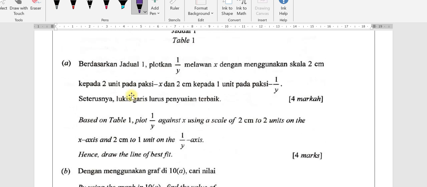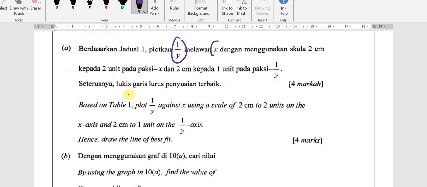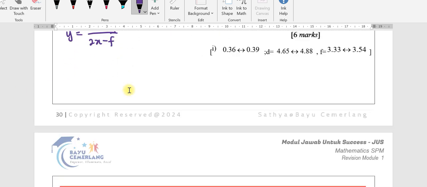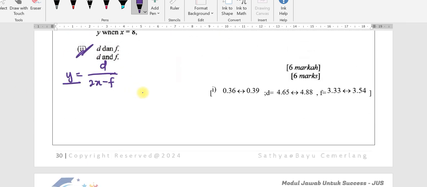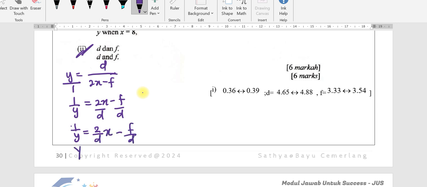Now here, they want the graph of 1 over y against x, so your y must be 1 over y. We have to invert it. This one is y over 1, inverted it becomes 1 over y equals 2x minus f over d. You can see, right? 1 over y equals 2 over d x minus f over d, which is y equals mx plus c.